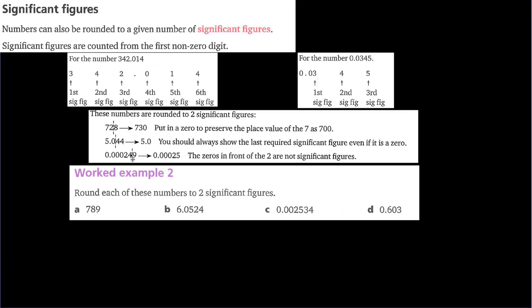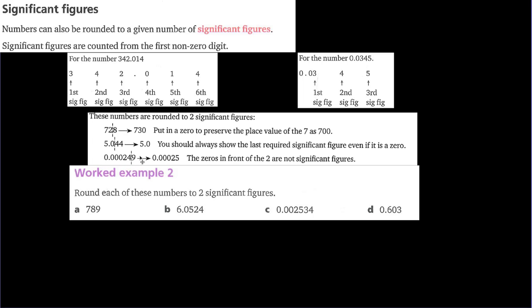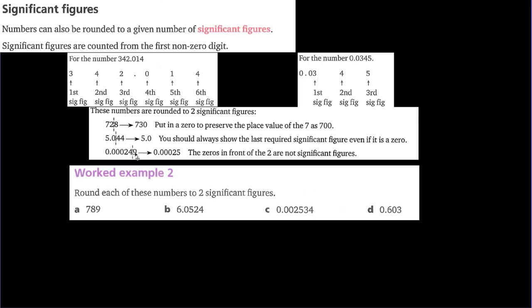Okay, 0.0002249. Here the significant figures start with 2, that's why 24 is the two significant figures. After 24 we have 9, which is greater than 5, so you are going to round up the 4, which is going to be 25. So when you round up with respect to significant figures, it's going to be 0.00025. Okay, we are going to solve these exercises by ourselves.